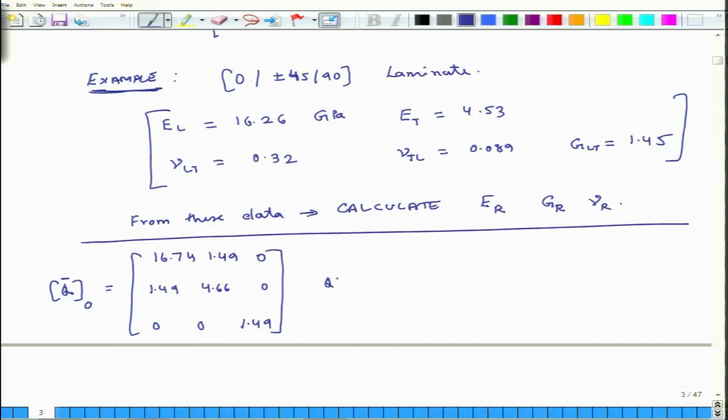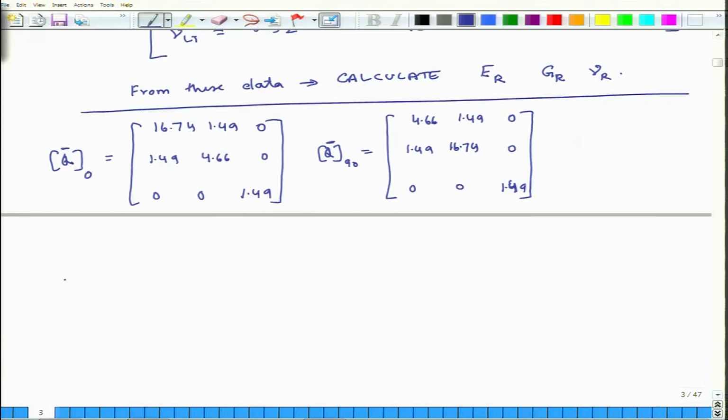Then Q bar for 90 degrees, because there is a 90 degree ply also. So, it is actually the same thing, but this Q11 becomes Q22 and Q22 becomes Q11. Okay. So, 4.66, 1.49, 0, 0, 1.49, 16.74, 0, 0 and 1.49.